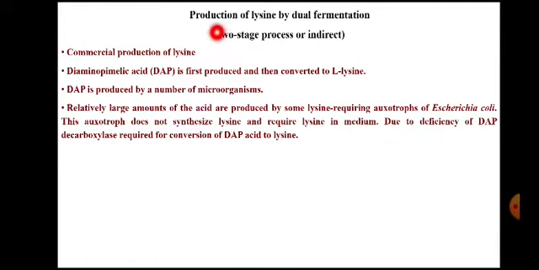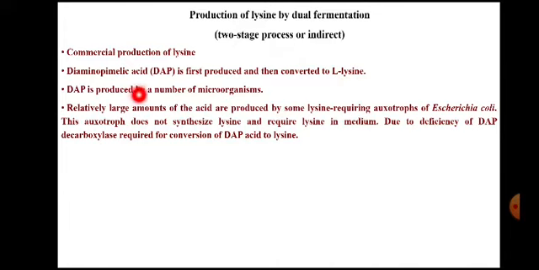Another way of production of lysine is through dual fermentation. This is very important. It is a two-stage process or indirect fermentation. Most of the time it is one of the ways of commercial production of lysine. In this production in two stages, first diaminopimelic acid, that is DAP, is produced and then it is converted to L-lysine. So the first step is production of DAP and the second step is production of lysine.